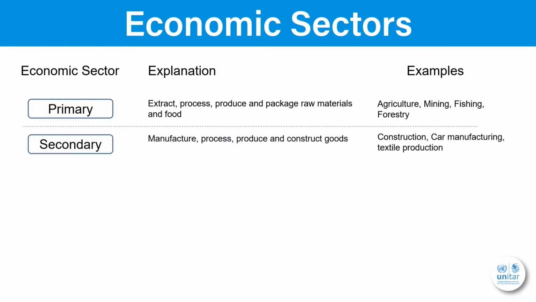The secondary sector is made up of activities related to manufacturing, processing, production, and construction of goods. It generally takes the outputs of the primary sector and produces mostly finished usable products. Examples of the secondary sectors are construction industry, car manufacturing, textile production, and others.